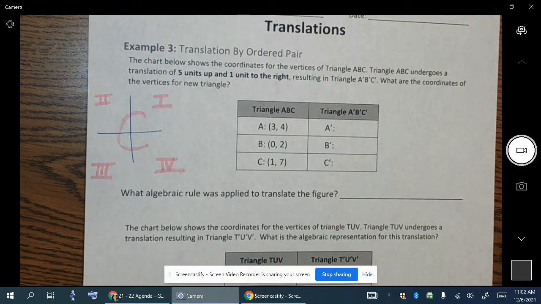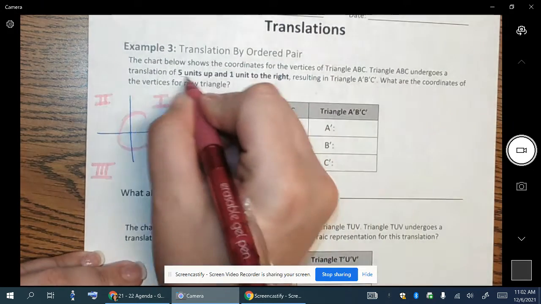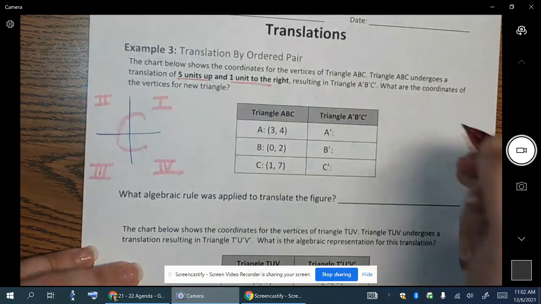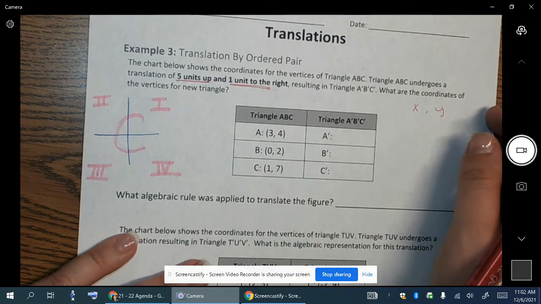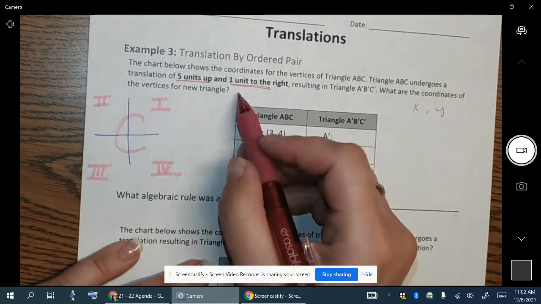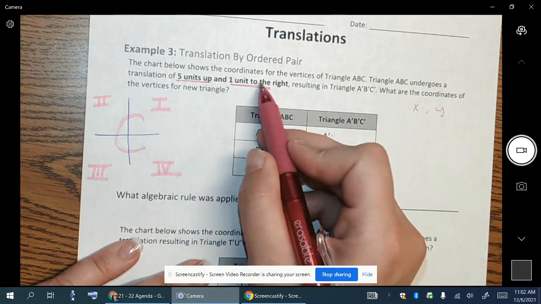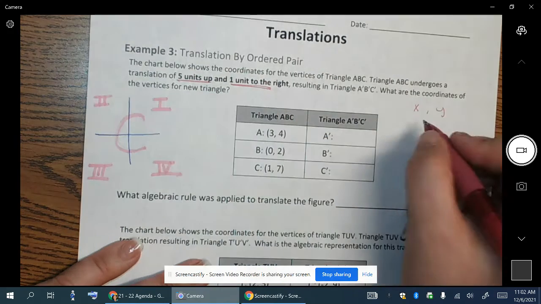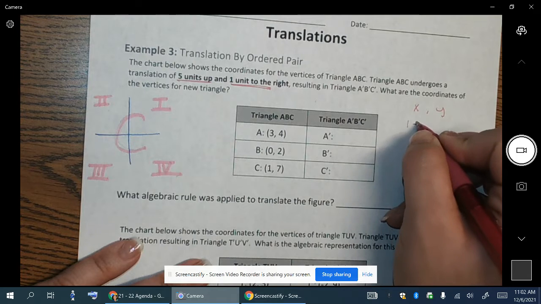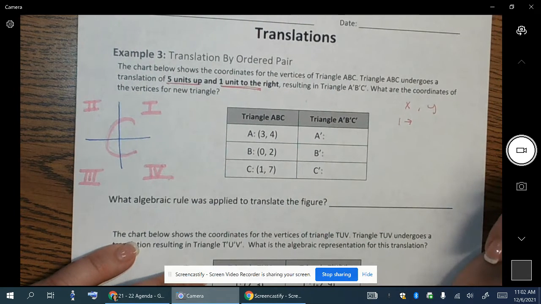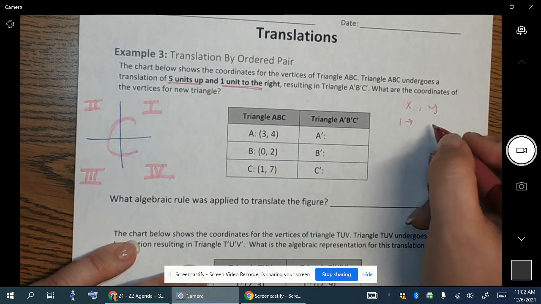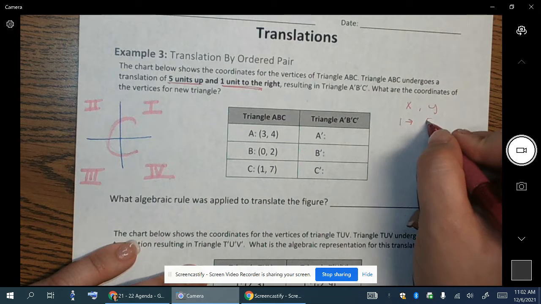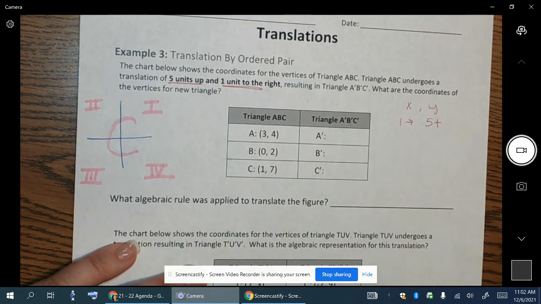Alright, so this time I don't have pictures, but I need to find the new points. So it tells me I'm going 5 up and 1 to the right. Remember, it's x comma y. Which one of those is my x? Up or right? Right. Okay? So 1 to the right is my x value. So sometimes they switch the order, so you have to be careful. Right is 1. What's happening to my y? Going 5 up. So 5 plus.